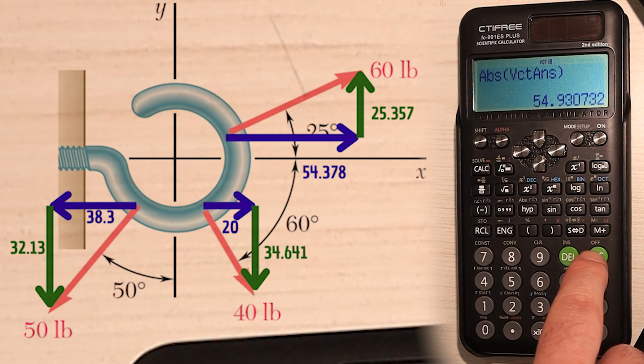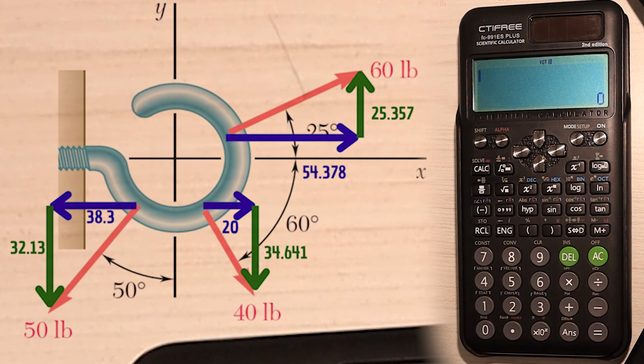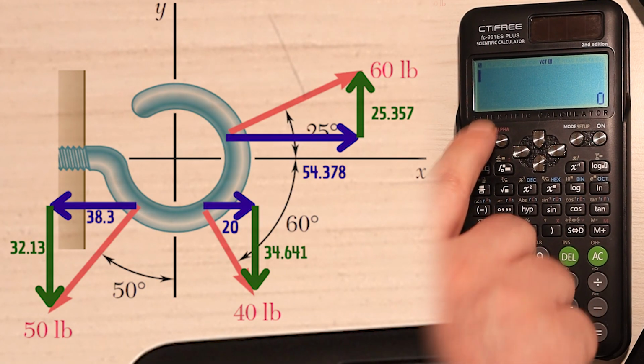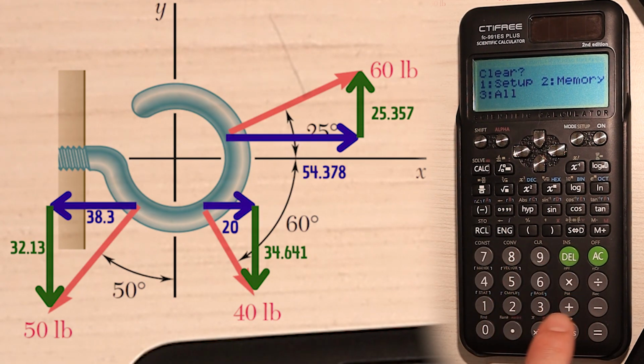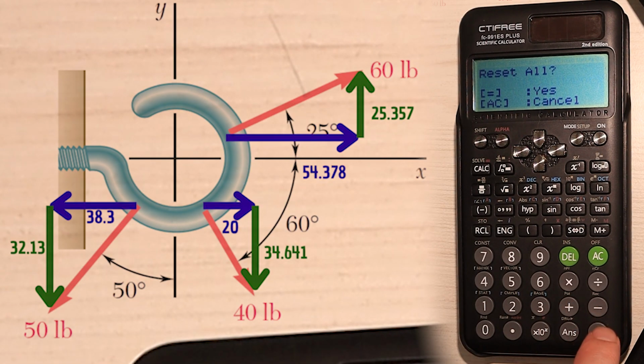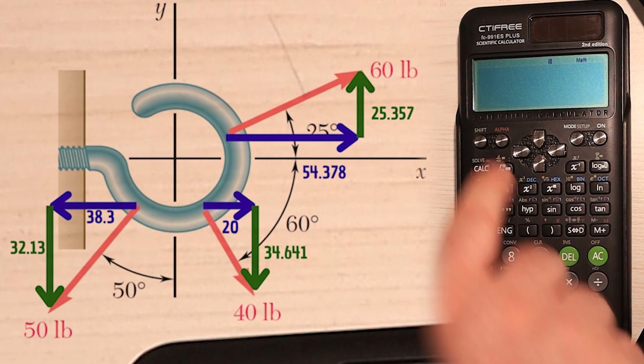You can return it to its original settings with the CLR or reset function. To do this, simply press Shift, then find CLR. On this calculator, you will find it above the 9. Now the calculator will ask you what you want to clear. Choose option 3 to clear everything. The calculator will ask you a confirmation question, and to confirm, press the equals key. Now press the equals key again, or you can also press AC. And that is it. The calculator works as usual.